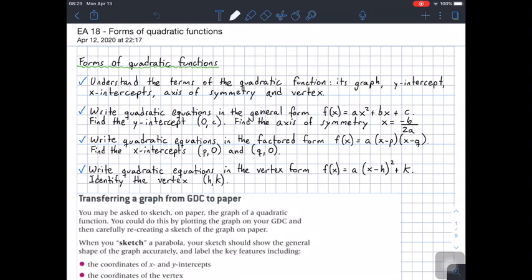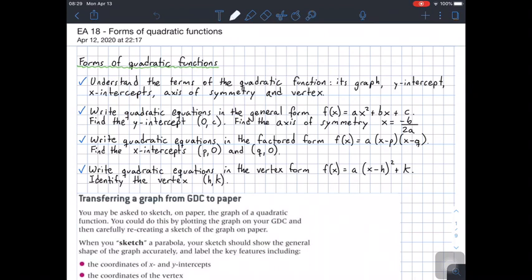Then we started covering quadratic functions. We've seen the basics of quadratic functions and how the different types of transformations apply to this specific function. If you remember, the shape of a quadratic function is a parabola. Okay, so for today, we're going to see electronic assignment number 18, which is forms of quadratic functions.